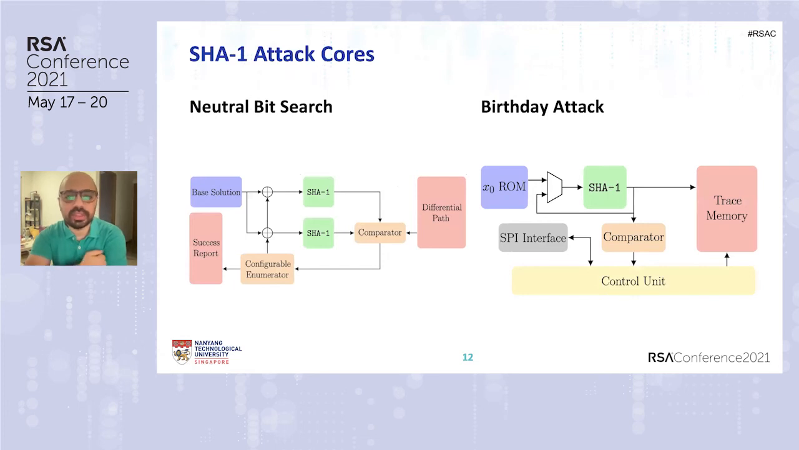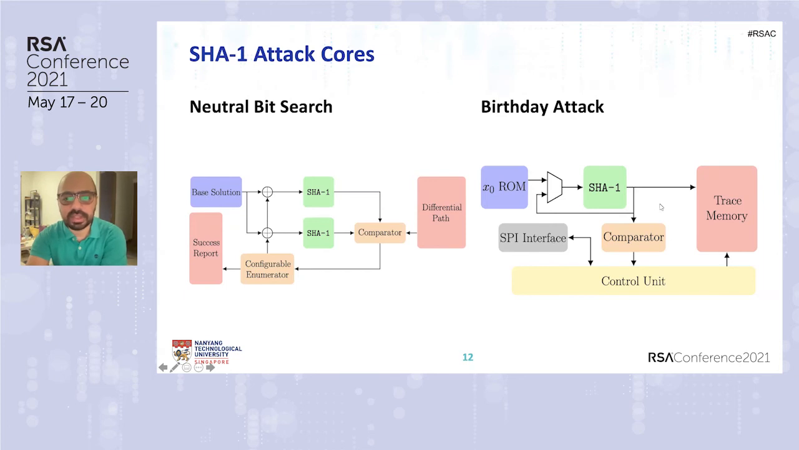To do that, we designed two hardware circuits. The first one applies the neutral bit search algorithm that I briefly mentioned, where we have two SHA-1 cores, and then we upload a base solution, and we upload some conditions about the neutral bits, and then we have an enumerator that searches through the neutral bits and compares whether it satisfies a certain differential path or not and reports the result. And after that, the computer will handle the rest and find the collision.